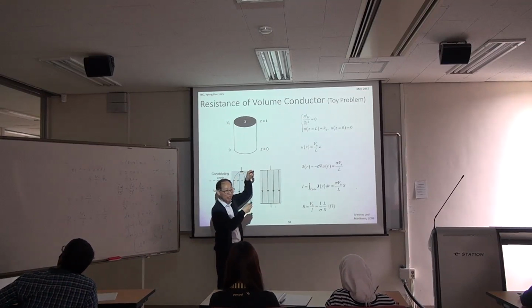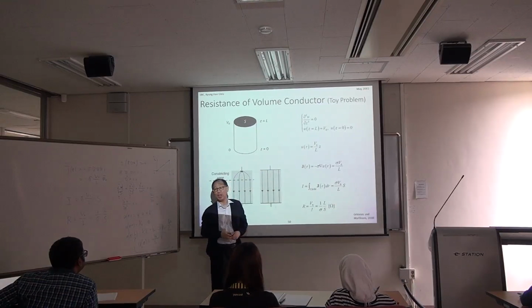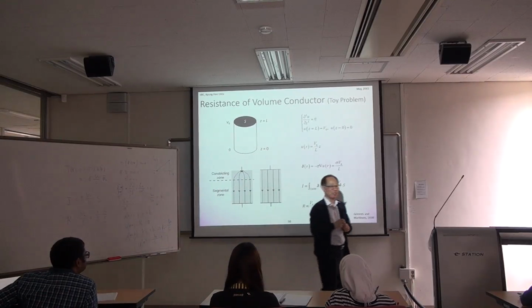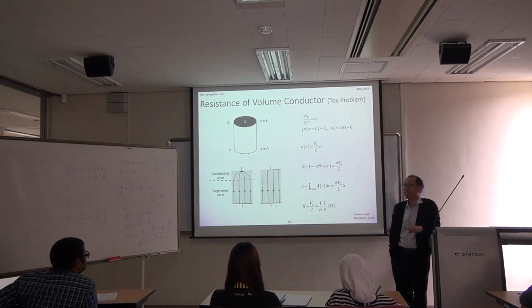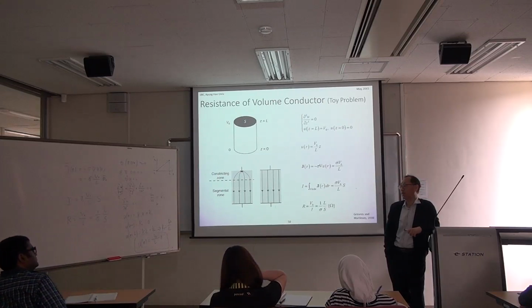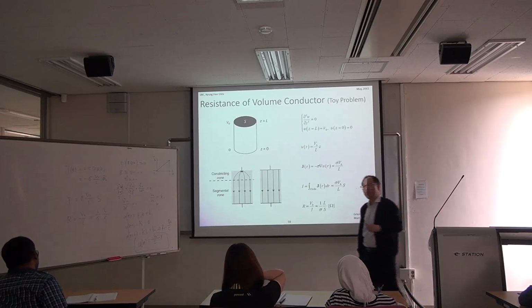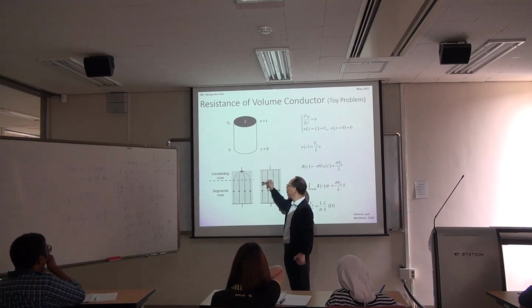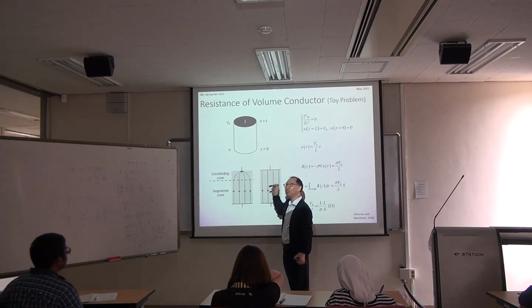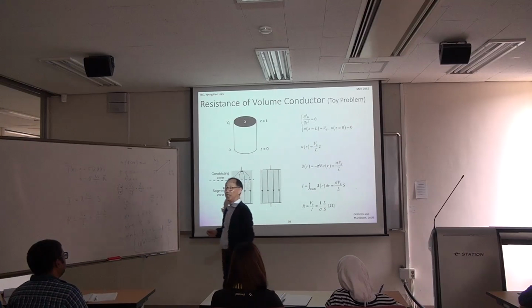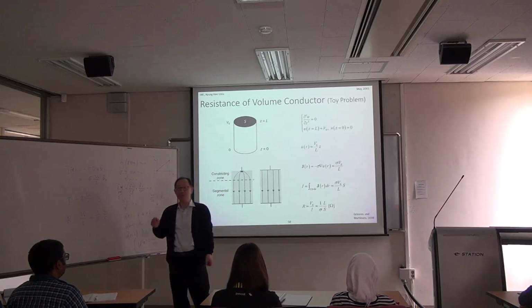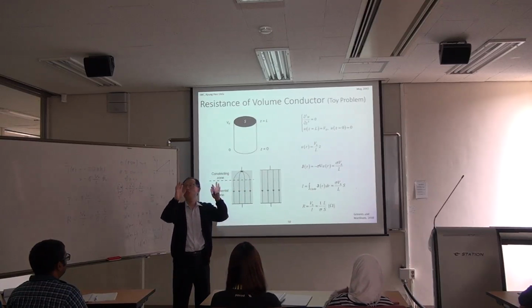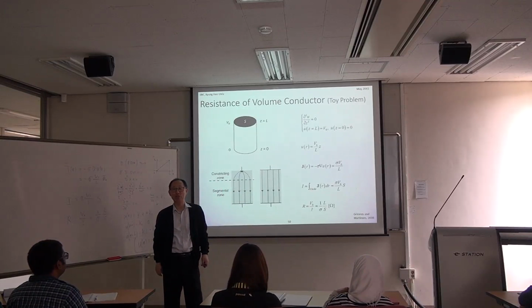So in this case, any point inside has the same sensitivity, because it produced uniform current. If you don't know where you have an internal source, what's going to be the best electrode configuration? The electrode configuration which will produce a uniform lead field. That's going to be the best one.